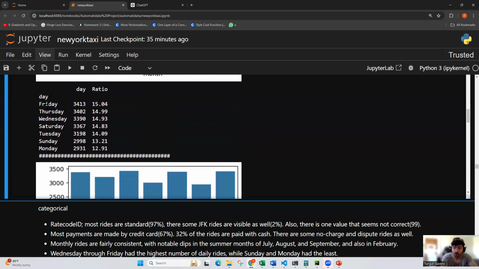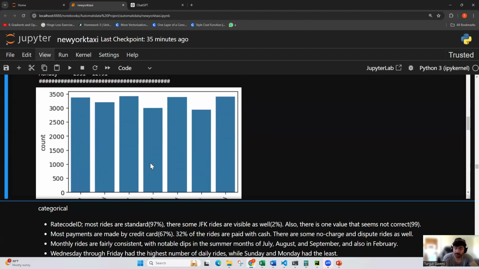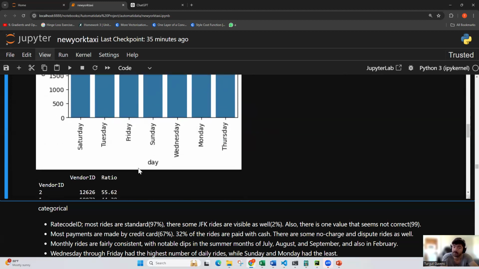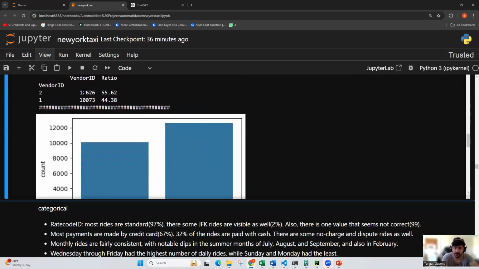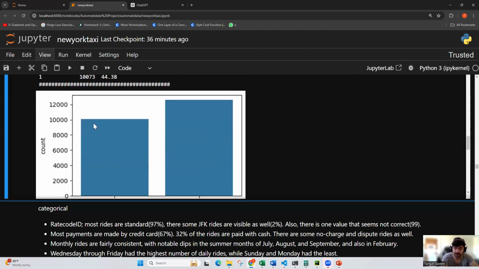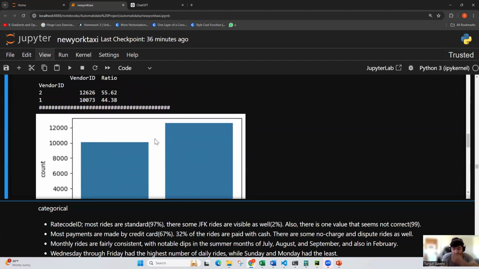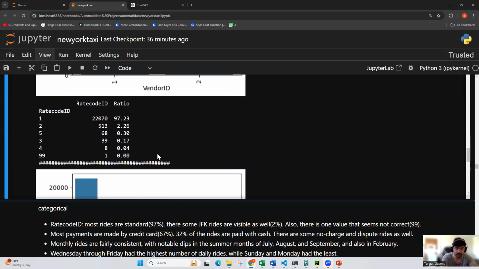Also, this one is the weekdays and ratios, as you can see here. If we look at the visuals, Sunday is less, right, Monday is less, but the other days seem more consistent compared with Sunday and Monday. This is another way to look at vendor ID. First vendor ID, second vendor ID. As we can see, the second one is higher, right? Probably that one is Verizon, right?